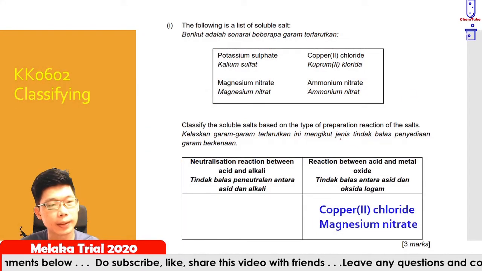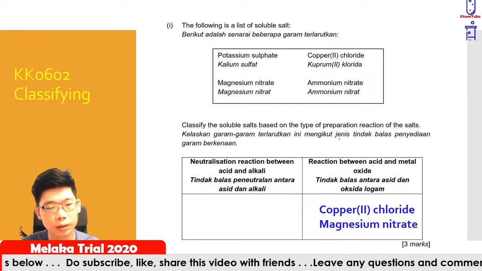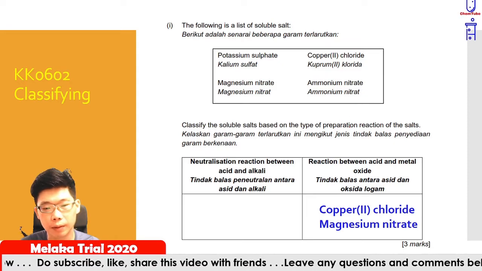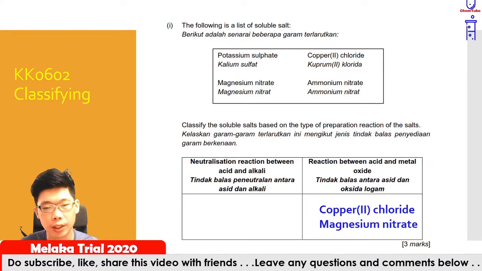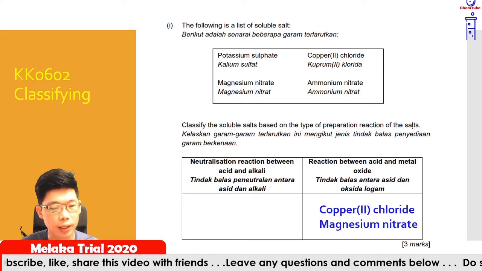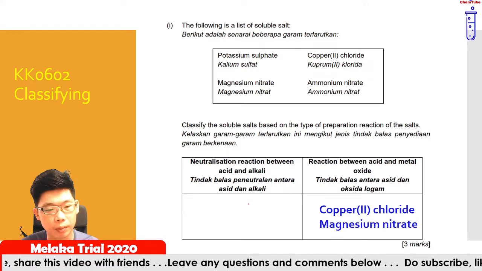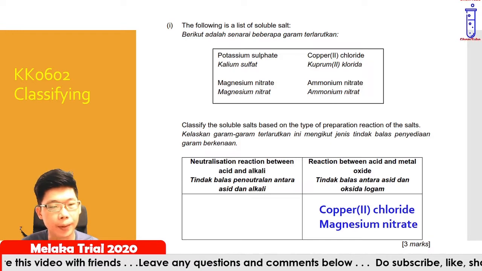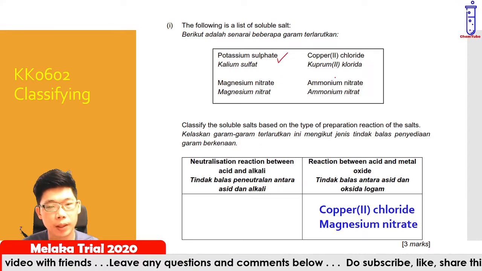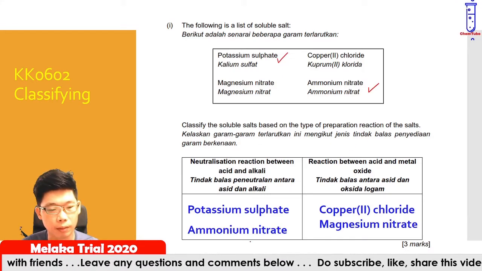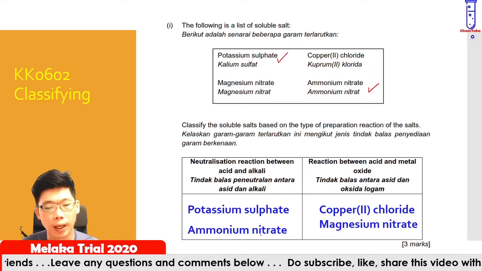Okay, next, classify the soluble salt based on the type of preparation of the reaction of the salts. Classify: neutralization between acid and alkali will give sodium, potassium, and ammonium salts. So here we have potassium, ammonium, sulfate, and nitrate.